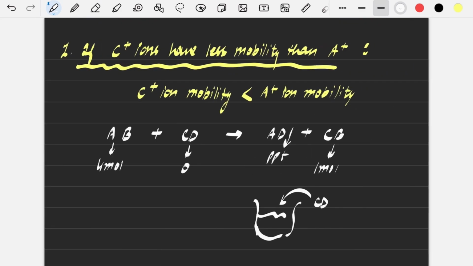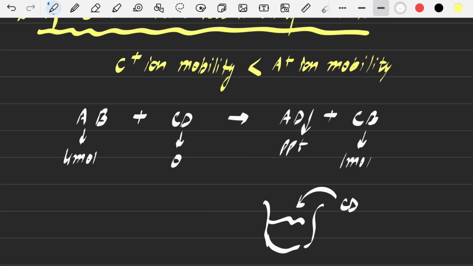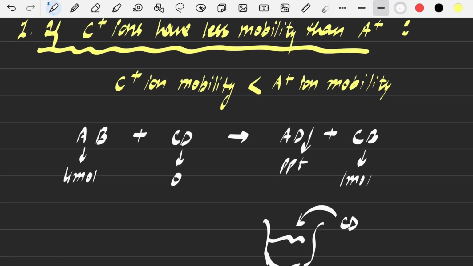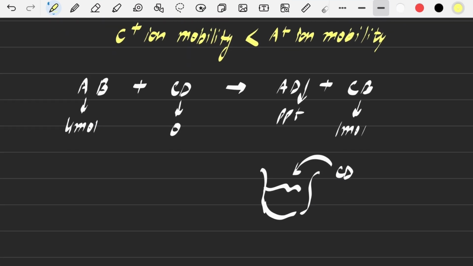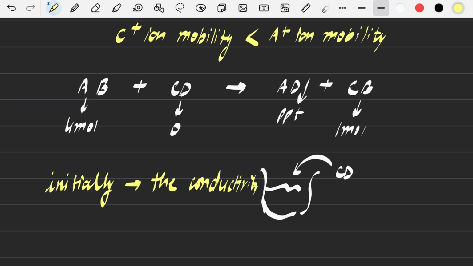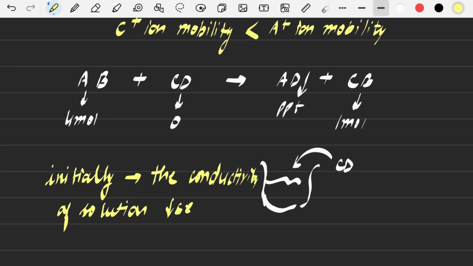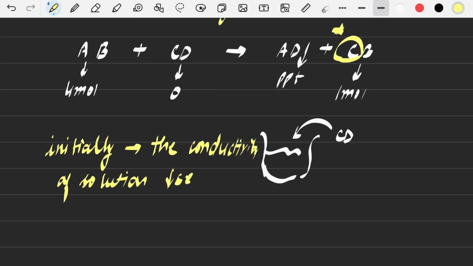So according to the first statement, we had considered that the mobility of C positive ions is less. So since the mobility of C positive ions is less, initially the conductivity of the solution decreases. Why will it decrease? Because all the positions have been taken by your C positive, and if C is less mobile here, then it will reduce the conductivity.